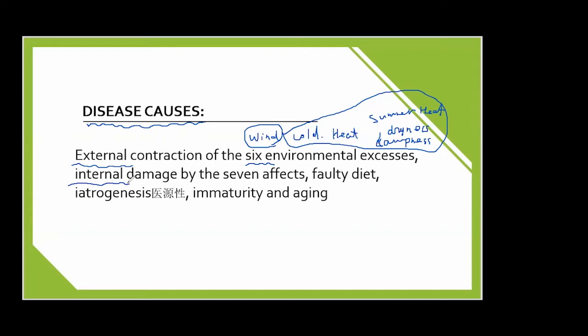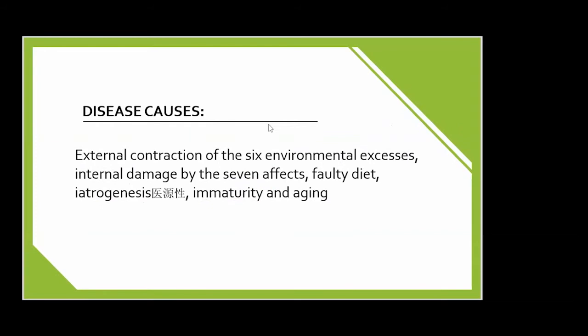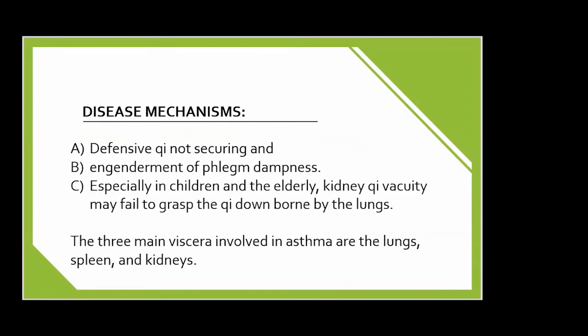And it can also be caused by internal reasons, like the seven emotions, or maybe some other reasons, like some diet. And also some people got wrong treatment, which is still a possible trigger. And immaturity, like young people, kids, whose organs and body haven't developed yet. And the aging people, older people, whose organ functions are weaker. So a lot of reasons can cause these problems. So how the illness happens, we have a lot of reasons that can cause it.